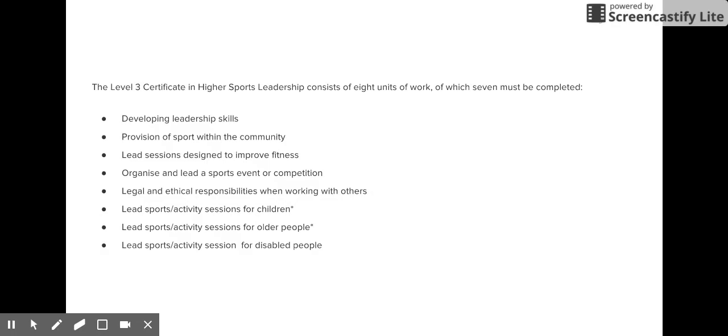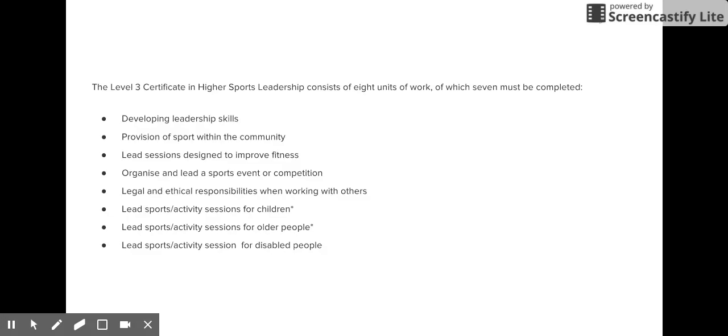Level 3 sports leadership consists of 8 units of work, of which 7 must be completed. So there's developing leadership skills, provision of sport within the community, lead sessions designed to improve fitness, organise and lead a sports event or competition, legal and ethical responsibilities when working with others, lead sports activity session for children, for older people and for disabled people.